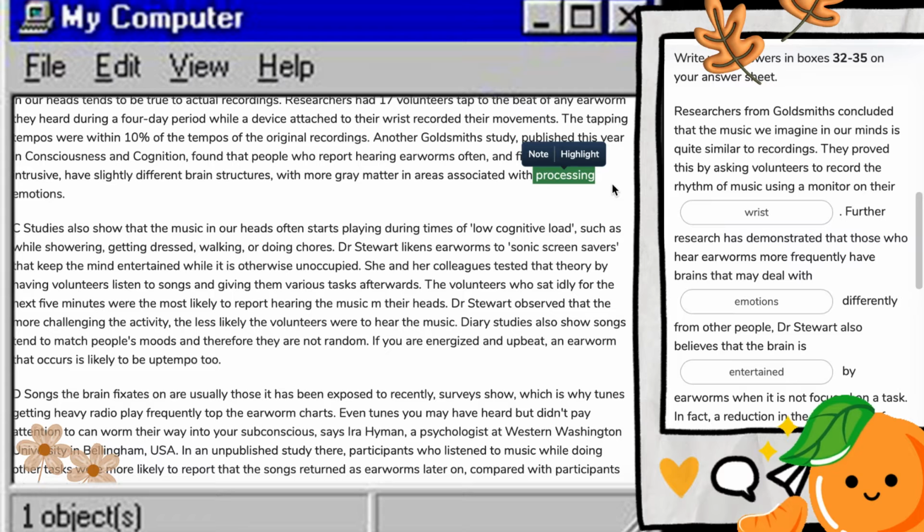Processing. It has the same meaning as deal with. So the missing word is emotions.